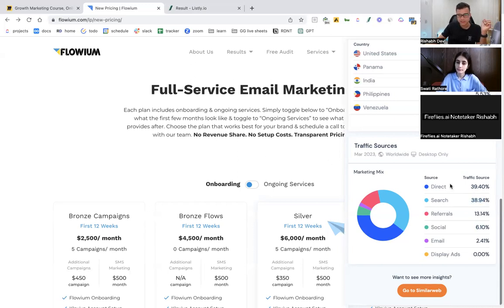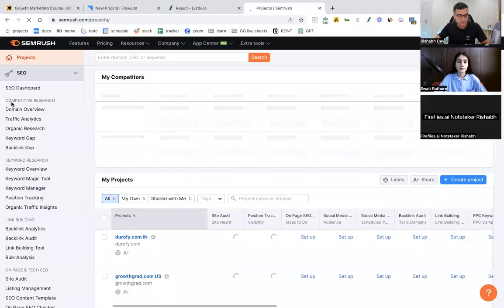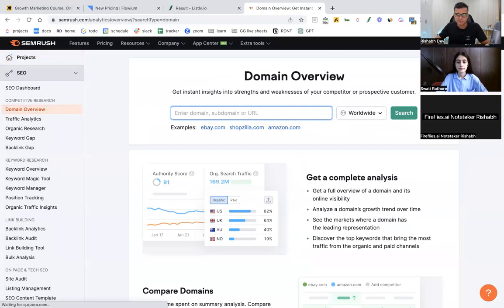Based on which part of it has the most revenue, you would then explore a specialized tool to further do competitor research on that particular area. Okay. Right. So now, since it's search, we have to go to SEMrush. And then we're going to go to domain overview.